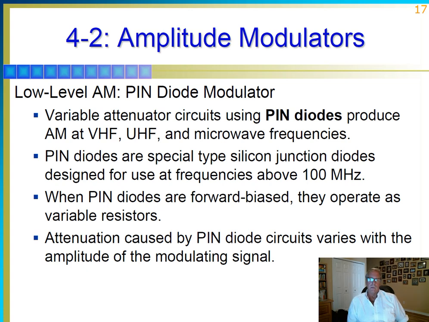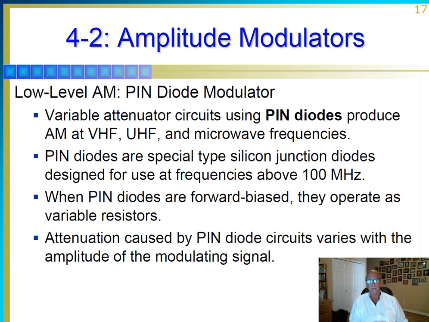There's another semiconductor device you can use called a pin diode. The way I like to think of a pin diode is sort of like a voltage-controlled resistor. As it says here, when they're forward biased, they operate as variable resistors, variable based on their bias voltage. When you think about it, it's sort of like a voltage-controlled volume control, because a volume control, if you will, is a variable resistor.